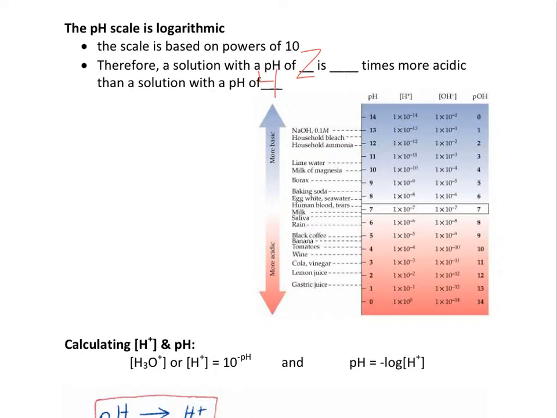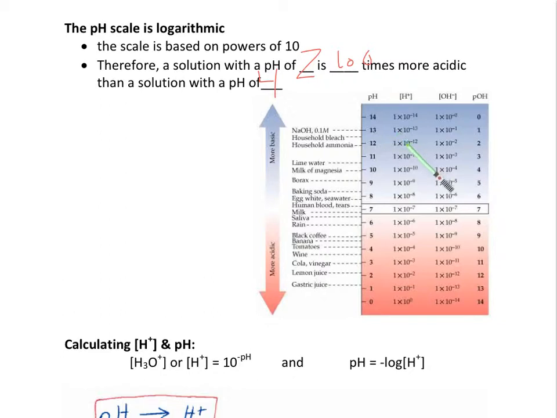So we take a look at the concentration of H+ for a solution with a pH of 2, which is 1 times 10 to the minus 2, and that is 100 times greater than a solution with a pH of 4, which means that the solution with a pH of 2 is 100 times more acidic than the solution with a pH of 4. And the opposite would be true if we were starting with something that is more basic.